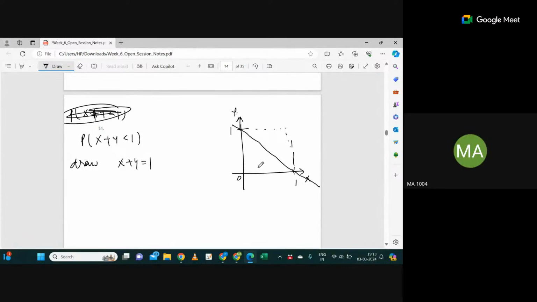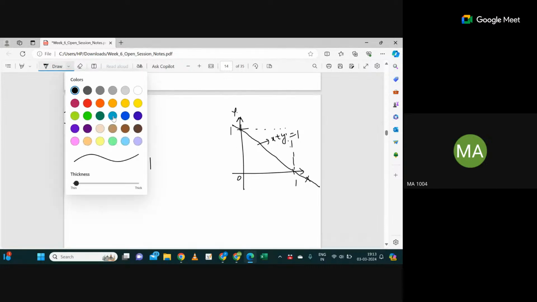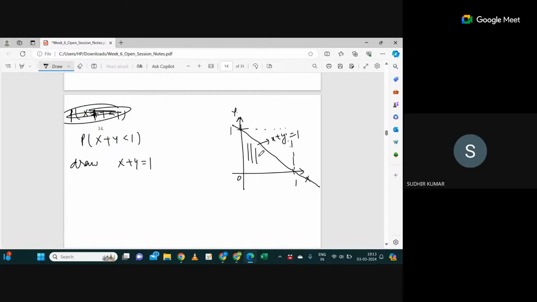Yes, sir. So this line is nothing but x plus y equal to 1, yes or no? Now tell me, what is the support which we have to calculate? This shaded one, x plus y less than 1, right? Correct. Now how to proceed?